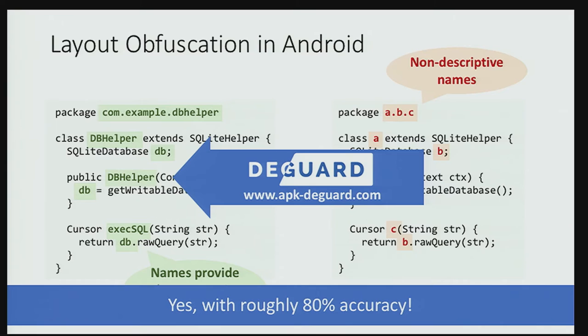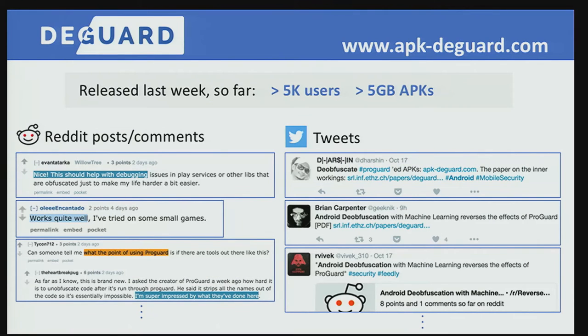To show how we do this, we have built a system that does precisely this. It is called DGuard, and this system is publicly available. We have released it on apkdgar.com. We released the system last week, and since then the system has had several thousand users already. Many people uploaded their Android binaries in order to deobfuscate them.